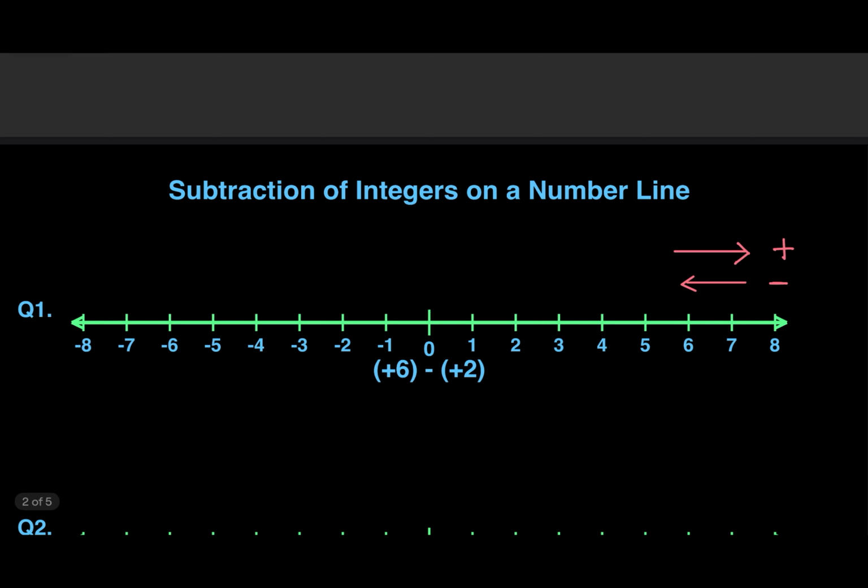Now, if you want to do subtraction of integers on a number line, these are the steps to be followed. The first thing is, obviously there has to be a minus sign in between the two integers. Then you plot these two integers on the number line. Just plot them. So one is positive 6, it's here, and the one is positive 2.